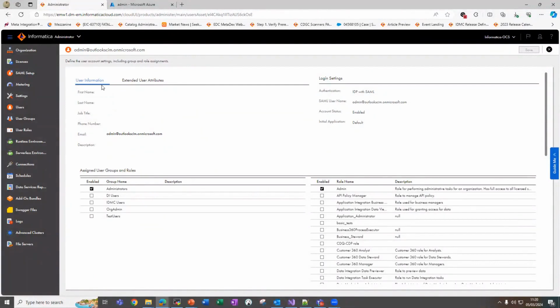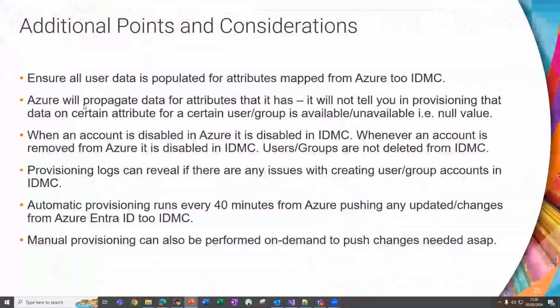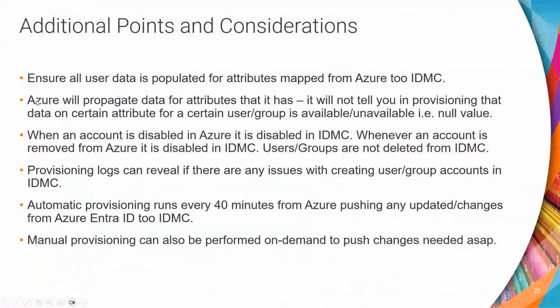be blank. As part of the presentation, what I wanted to share is the fact that the provisioning will only propagate the data for the attributes that it has. Furthermore, the provisioning logs in Azure will not showcase to you that a value for a specific user or group for an attribute is unavailable. In other words, if there's a null value, it won't tell you that. It'll just simply skip provisioning for that specific attribute.